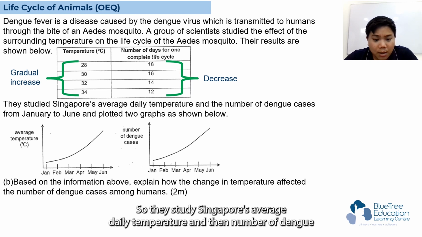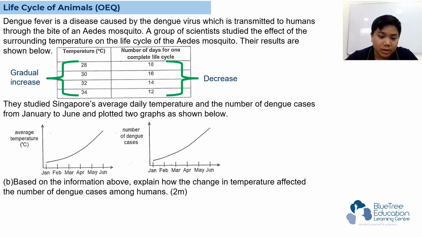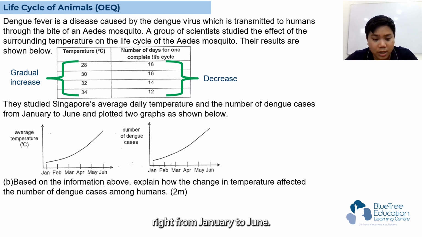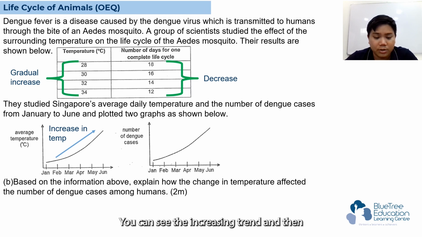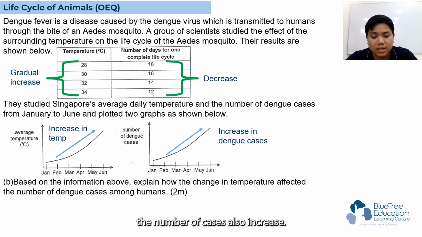They studied Singapore's average daily temperature and the number of dengue cases from January to June and plotted 2 graphs as shown below. So we have the temperature increasing from January to June. You can see the increasing trend. And then the number of cases also increases.